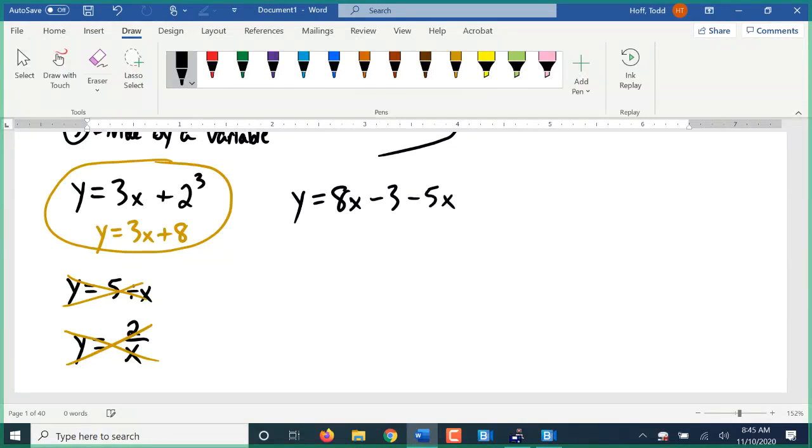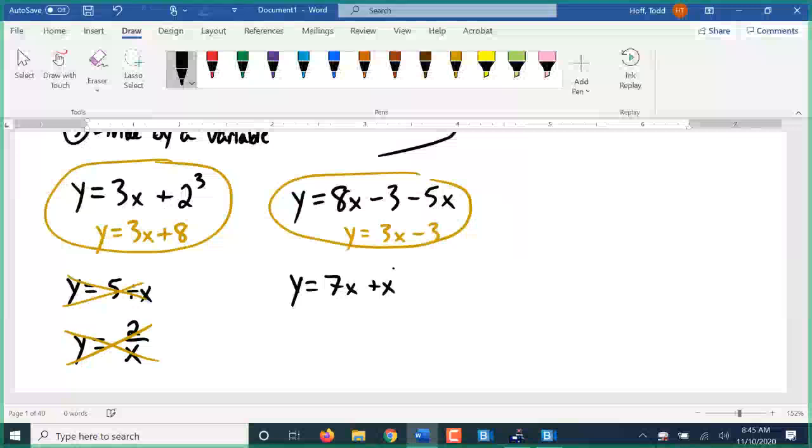So here it looks like the x appears twice, but we can combine that. Y equals 3x minus 3. That's going to be just fine. That's going to form a line. Y equals 7x plus x to the third. Oh, we have a power on our variable other than 1, so that one's not going to be a line.